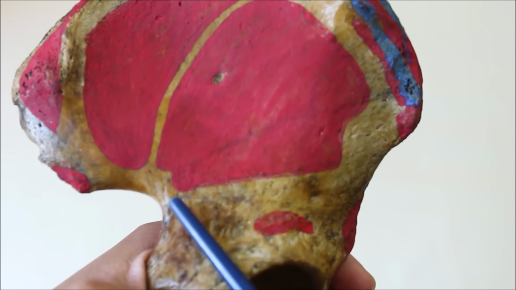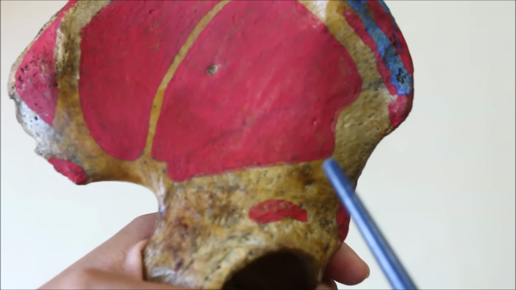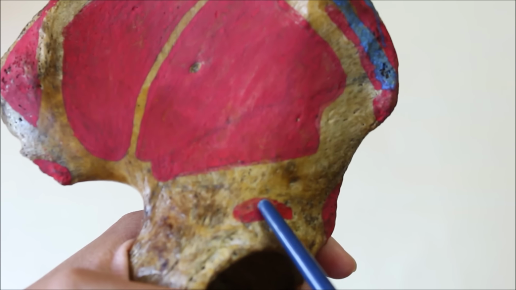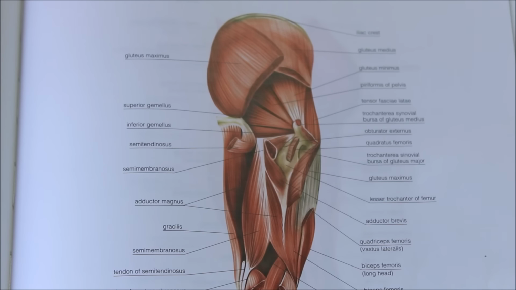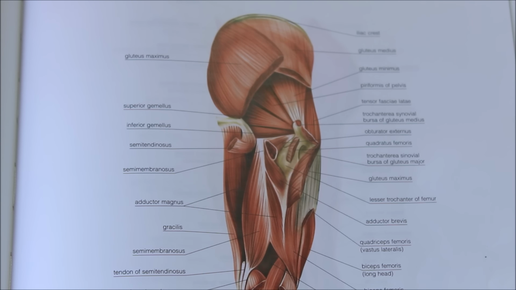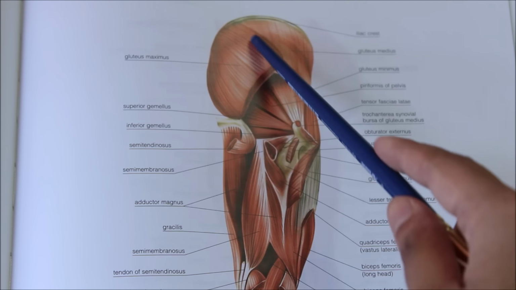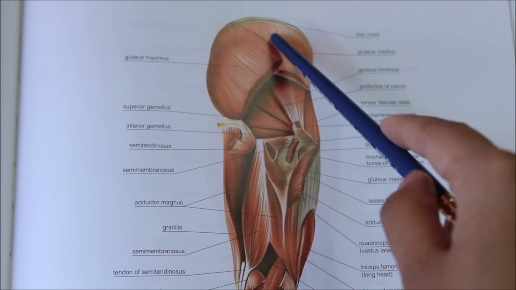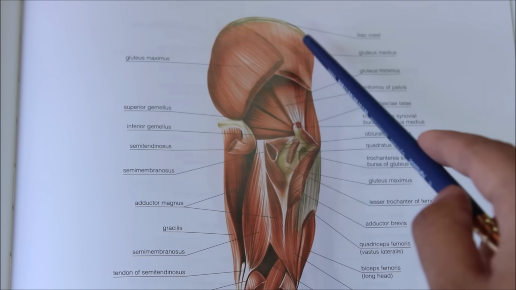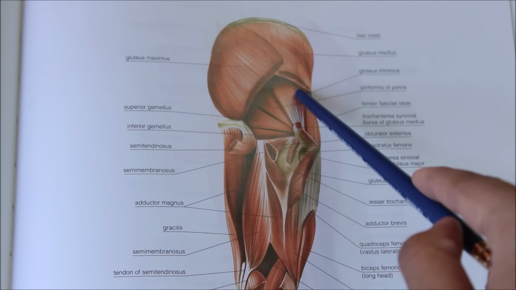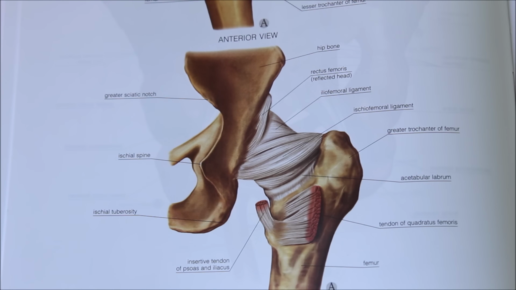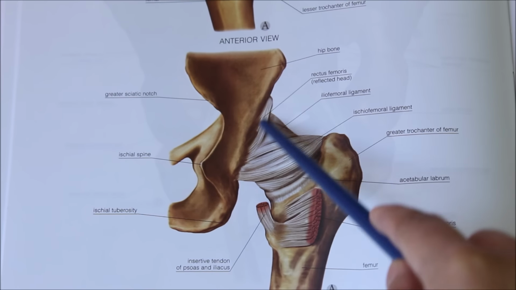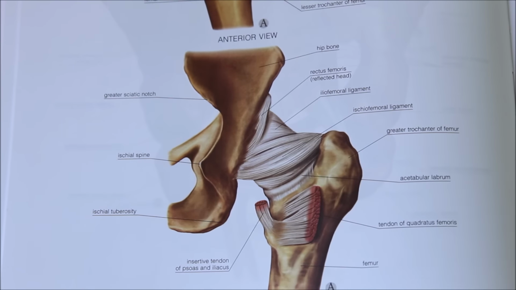The area below the inferior gluteal line gives origin to the reflected head of the rectus femoris muscle, this one right here. This is the posterior deep view of the right lower limb. The muscle you see here is the gluteus maximus. This is the gluteus medius and this is the gluteus minimus. This is the right hip joint. The muscle you see here is the reflected head of the rectus femoris muscle.